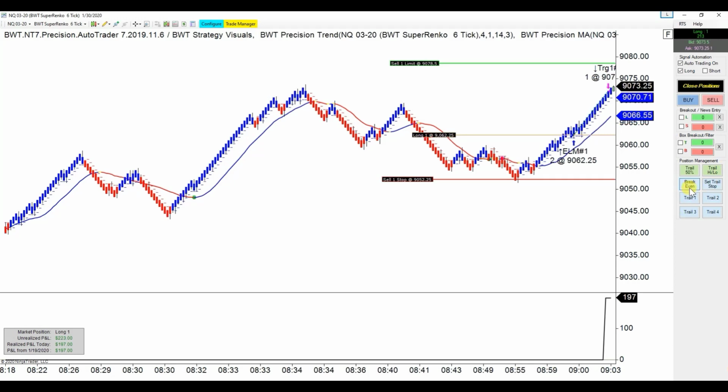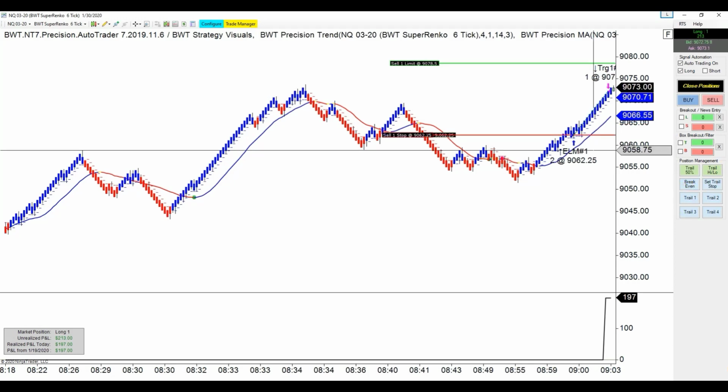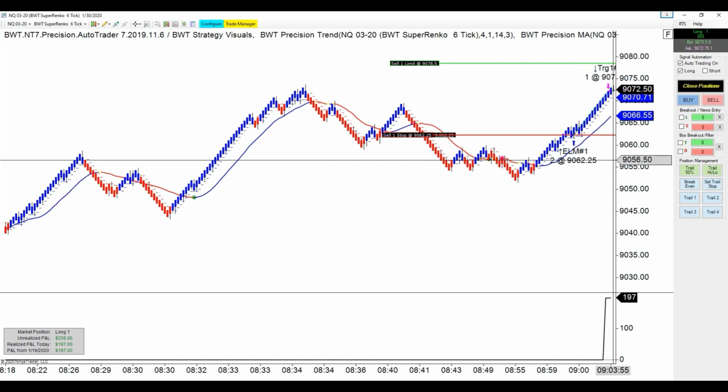Okay, first target. So I'm going to put the stop at break even because, again, if they started trading below 60, I wouldn't want to be long anyway.